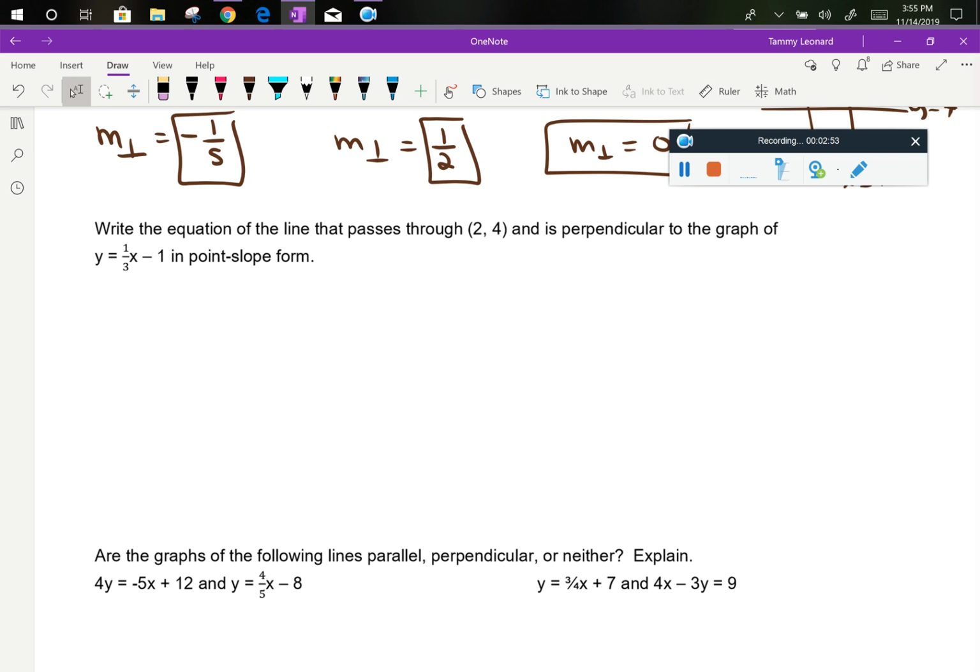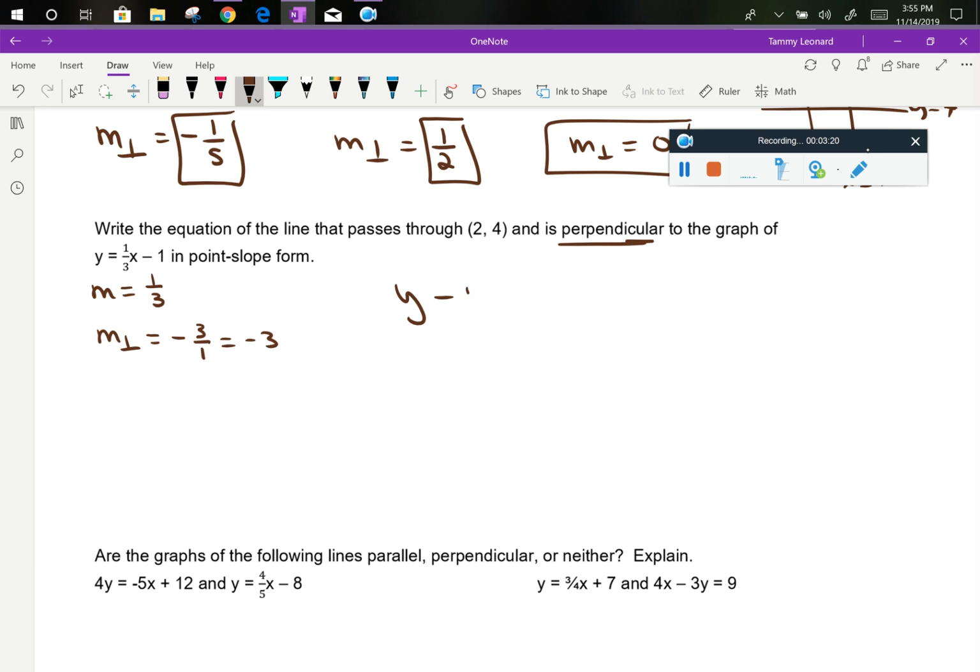We're asked to write the equation of the line that passes through (2, 4) and is perpendicular to the graph of y = 1/3 x - 1. And we get away with just using point-slope form. That's the easiest option. Well, if the slope of our line is 1/3, the slope of the line perpendicular to it will be negative, because this was positive, and 1 over 3 flips to 3 over 1, or just -3.